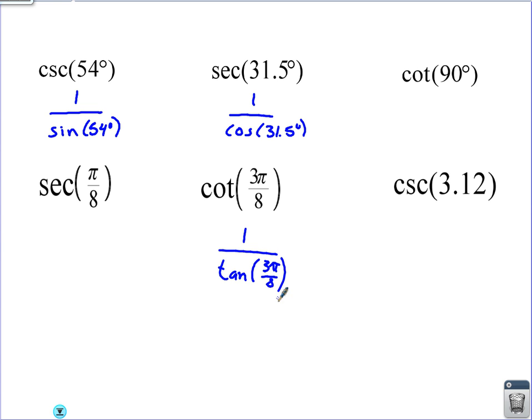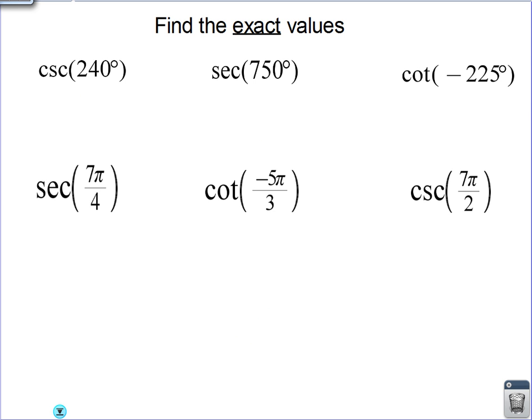And as you type that in, just make sure you're in radian mode. The first two problems up there were in degrees, but as you type in that 3 pi over 8, that's the tangent of a radian angle, so make sure you're in radian mode. Now let's try these just for extra practice. The cosecant of 240, the secant of 750, I'm not going to give these to you on your quiz, but you can do these in your head. Let's try to do these without a calculator.